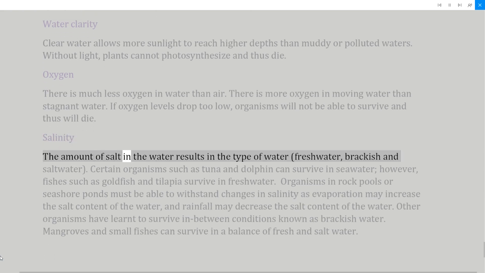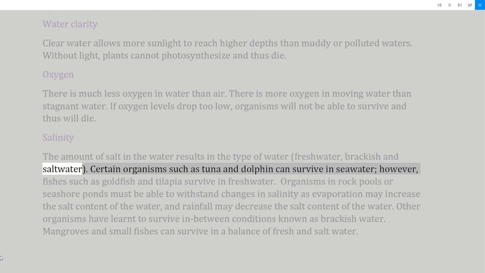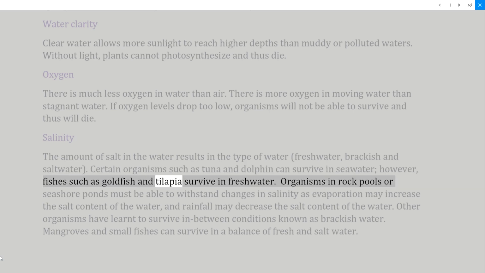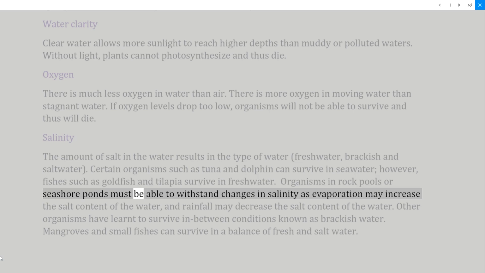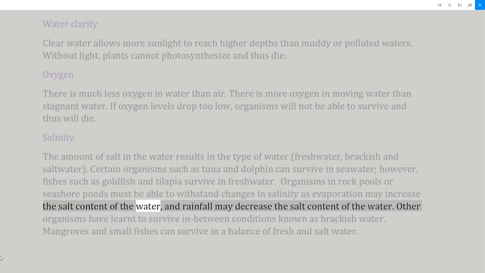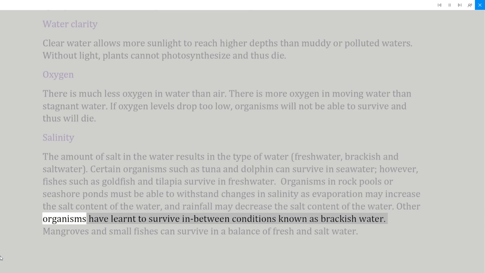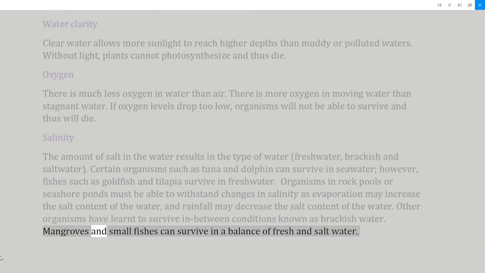Salinity. The amount of salt in the water results in the type of water: freshwater, brackish, and salt water. Certain organisms such as tuna and dolphin can survive in seawater, however, fishes such as goldfish and tilapia survive in freshwater. Organisms in rock pools or seashore ponds must be able to withstand changes in salinity, as evaporation may increase the salt content of the water, and rainfall may decrease the salt content of the water. Other organisms have learned to survive in between conditions known as brackish water. Mangroves and small fishes can survive in a balance of fresh and salt water.